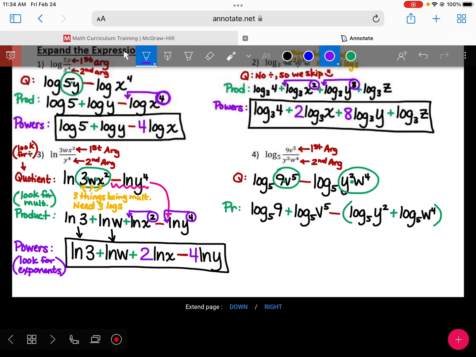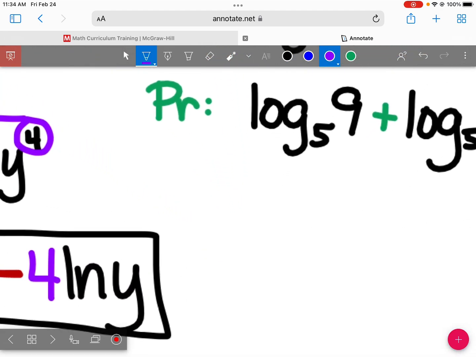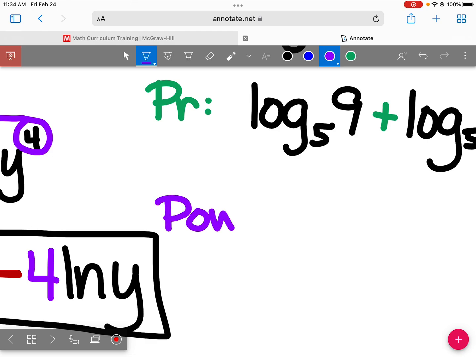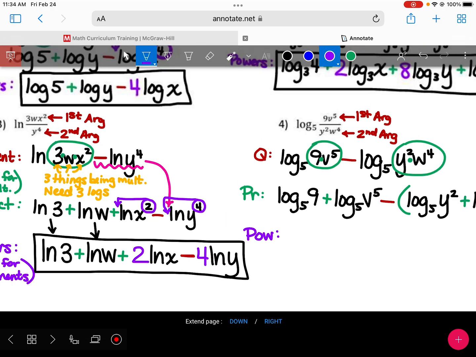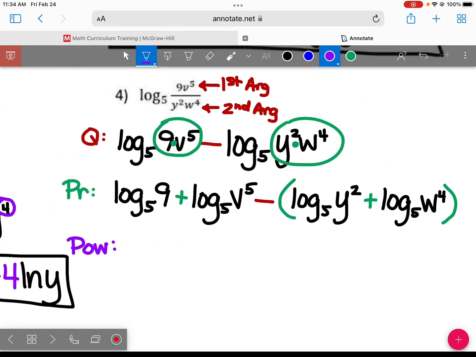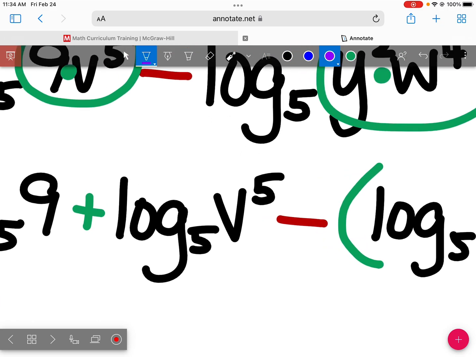All right, we did quotient, we did product. What next? Powers. I'm going to abbreviate that POW. So I'm running out of room here. What do I look for to know whether or not I need to do the powers step? Exponents. Do we have any exponents anywhere? How many spots? 3 spots. Where are they?